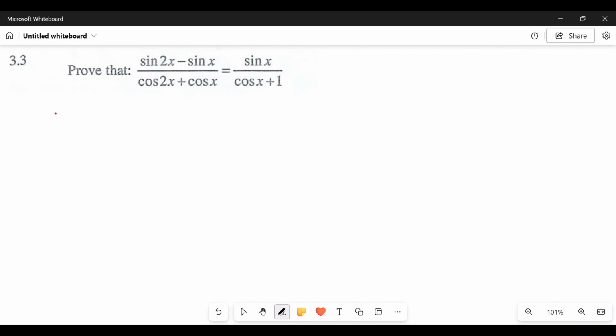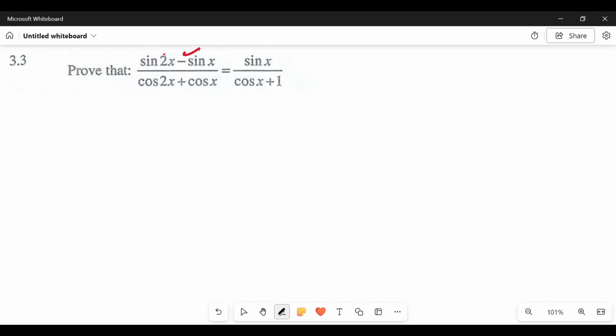All right, guys, here's our 3.3. As you can see, they want us to prove that sine 2x minus sine x divided by cos 2x plus cos x is equal to sine x over cos x plus 1. Now, when you do the proving, it's best to choose the most complicated side. Between the left-hand side and the right-hand side, the most complicated side is the left-hand side. So let's pick the left-hand side, prove it, and let's see if it's going to be the same as the right-hand side. Now, in order for you to solve this, you need to know things like double angle identities and all types of trigonometry identities.